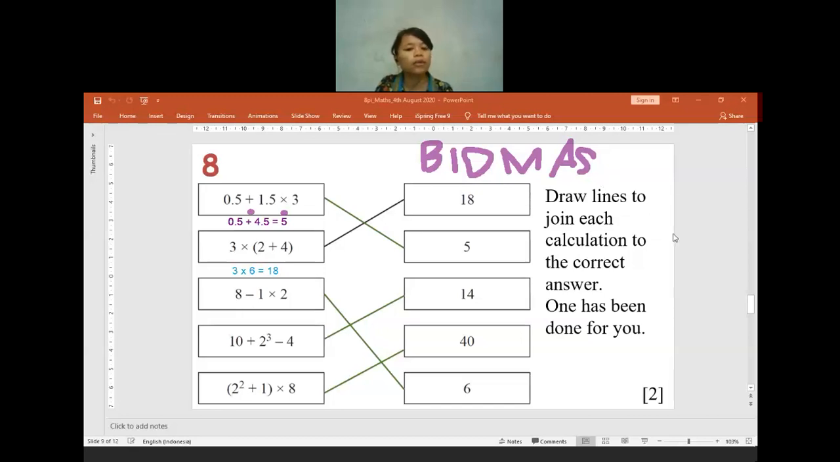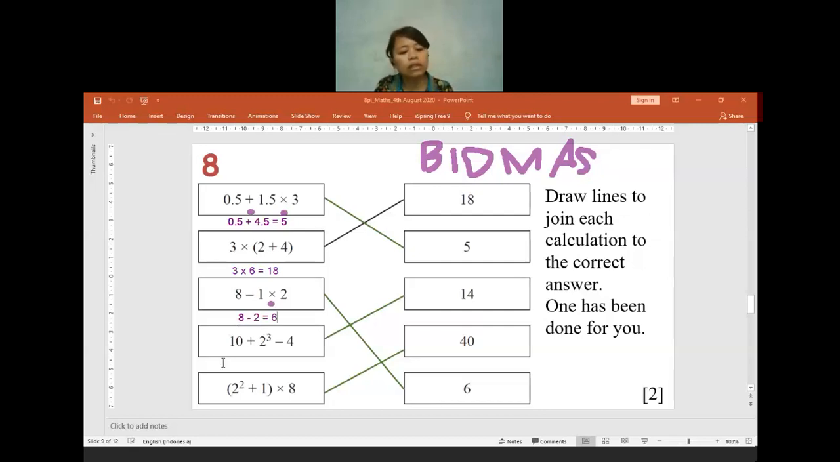Now I will move to the third box. 8 minus 1 times 2. There is subtraction and multiplication. We have to do the multiplication first. So we will have 8 minus 1 times 2, which is equal to 2. So 8 minus 2 is equal to 6. That's why it connected to 6.